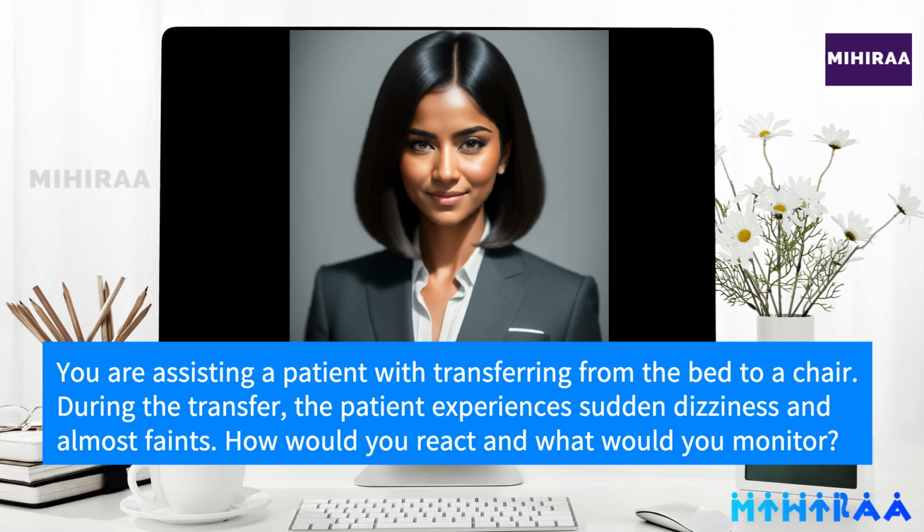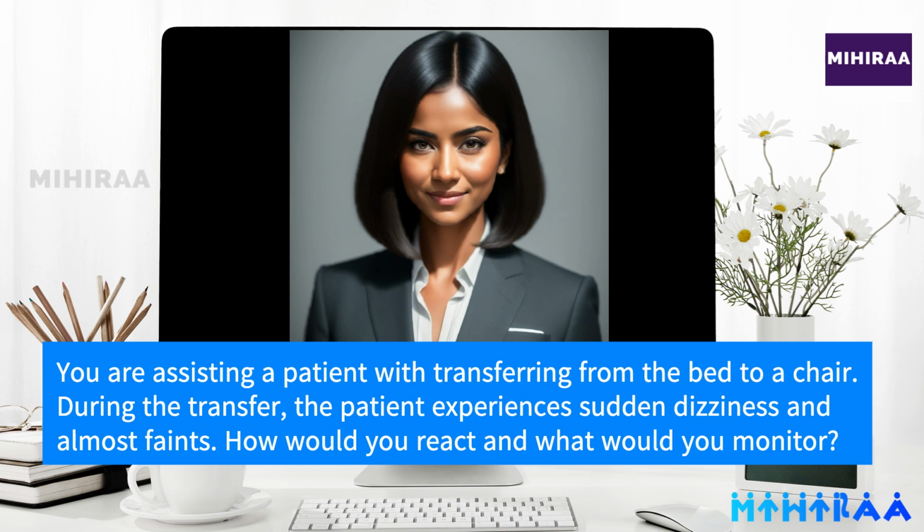When the patient experienced sudden dizziness and almost fainted during the transfer, my immediate priority was to ensure their safety and prevent a fall. I reacted quickly by supporting the patient firmly, using my body to stabilize them and prevent them from falling. This involved holding the patient securely, maintaining a strong stance, and gently guiding them back to the bed or to a nearby chair if it was safer to do so immediately.